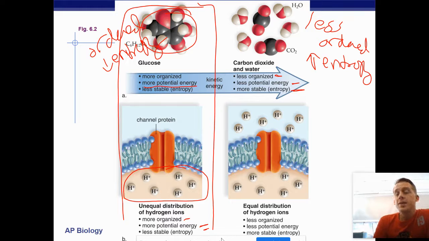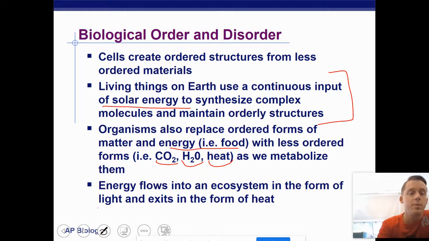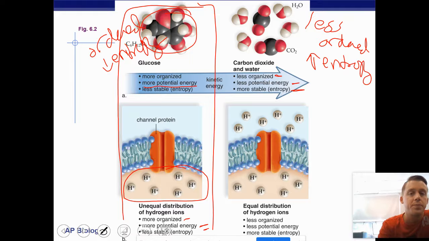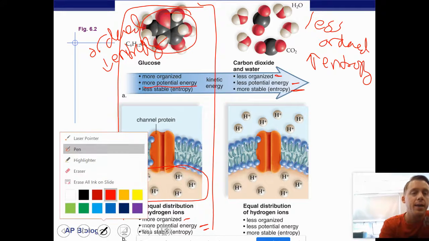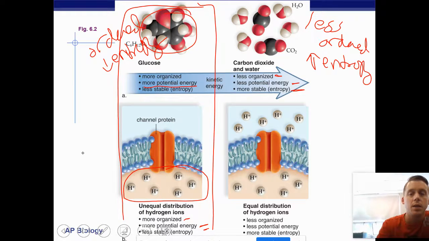Then we have the less ordered version. Eventually, those molecules do diffuse across the membrane, and that means it is less organized. It has less potential energy, and it is more stable, right? Because it has reached equilibrium, there's more stability there. So there's a high level of entropy with the picture on the right.